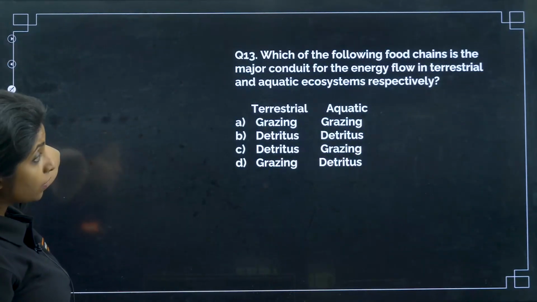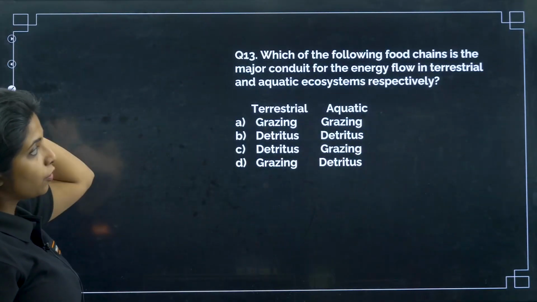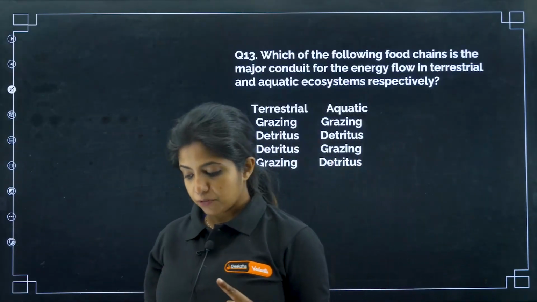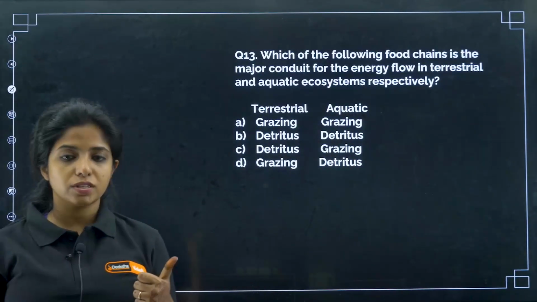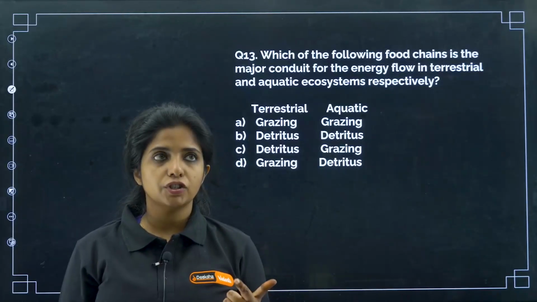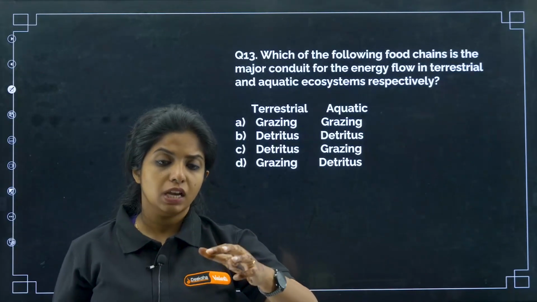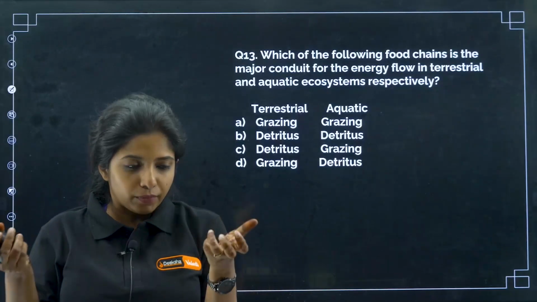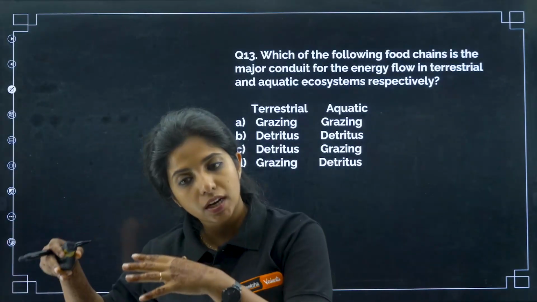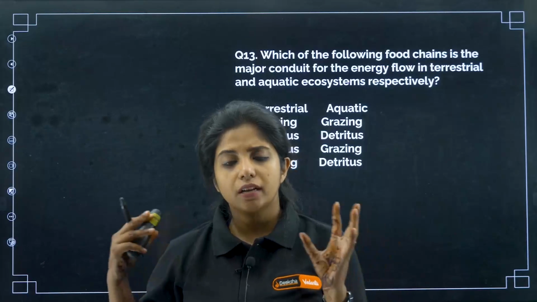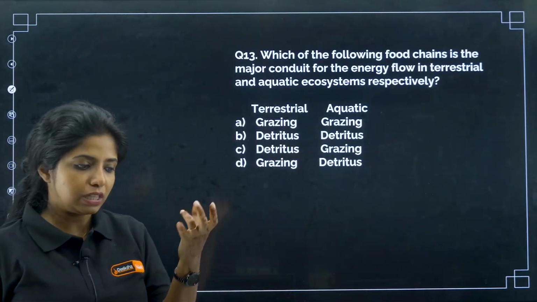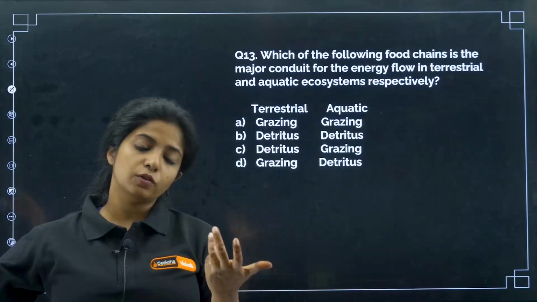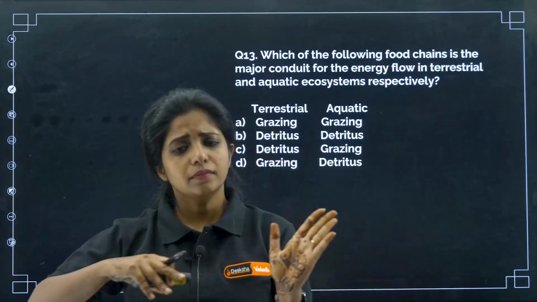Now, next question. Which of the following food chains is the major conduit for the energy flow in terrestrial and aquatic ecosystems respectively? So, there are two types of food chains, grazing food chain and detritus food chain. Detritus food chain means dead and decaying organisms are fed upon by decomposers, and whatever inorganic, soluble nutrients are there, they move out into the soil and the whole cycle repeats. In the grazing food chain, for example, you will have a producer, this producer will be eaten by a herbivore, and then this herbivore will be eaten by an omnivore or carnivore and things like that.